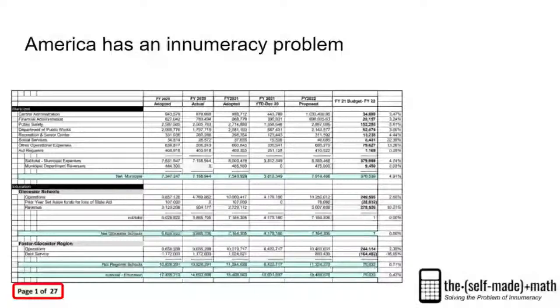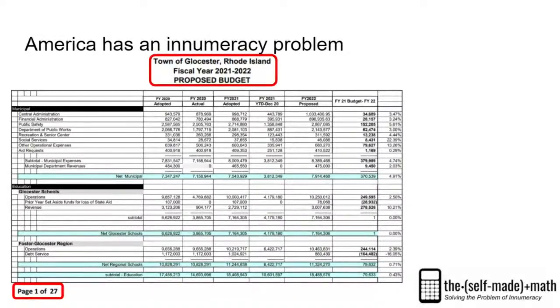Now, that discomfort with numbers is only an issue in this situation if you happen to live in the town of Gloucester, Rhode Island, and pay taxes there, because this is part of the proposed budget for the 2021-2022 fiscal year. So if you're not comfortable dealing with numbers and interpreting these numbers, you're at a disadvantage and you don't get to fully participate in the conversation about the budget.